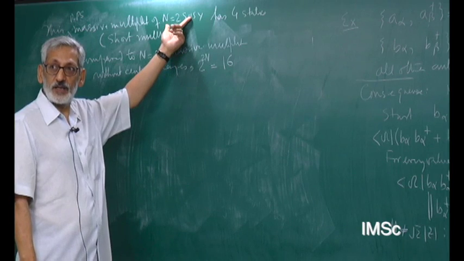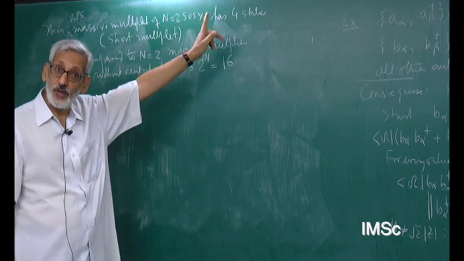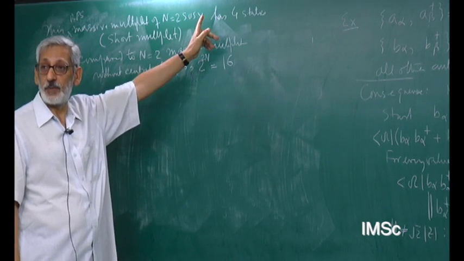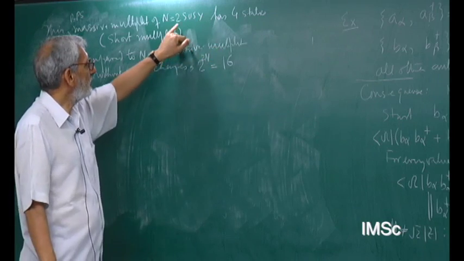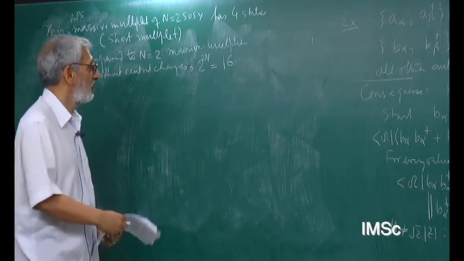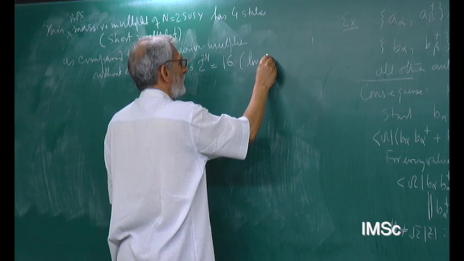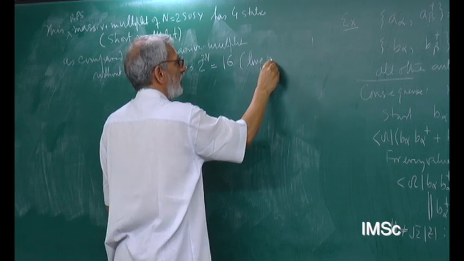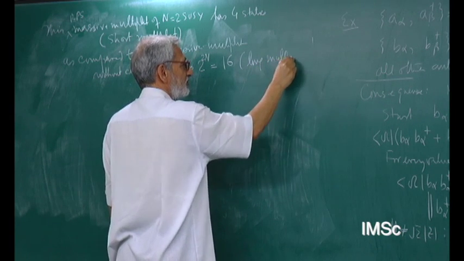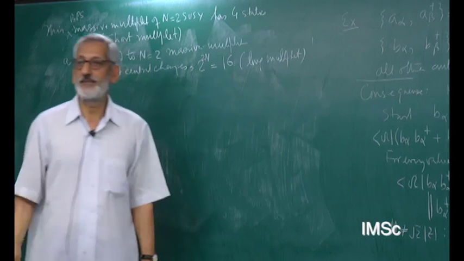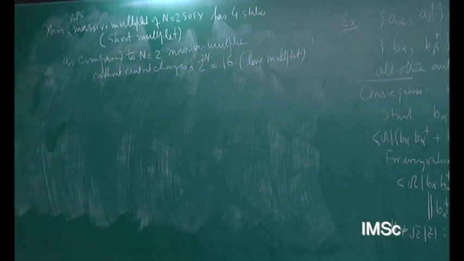Massive multiplet of BPS saturated multiplet has only 4 states. So, this we will call long multiplet. That is the reason for long and short. So, that is one fact.